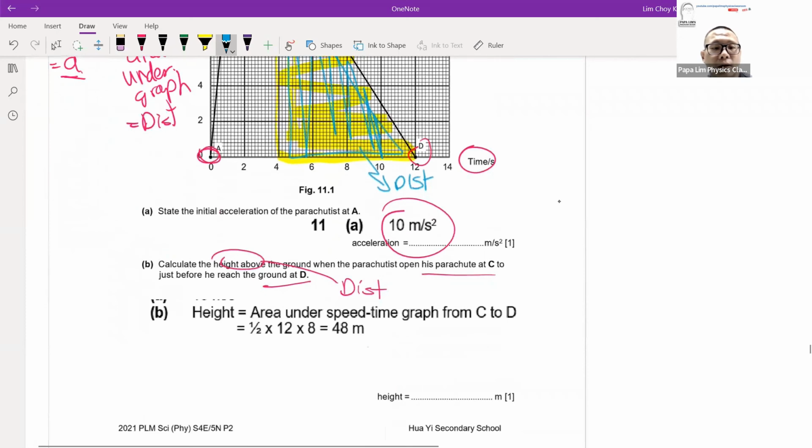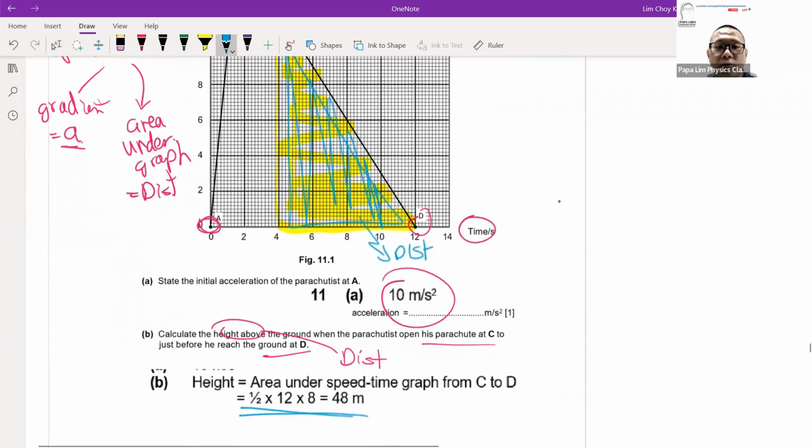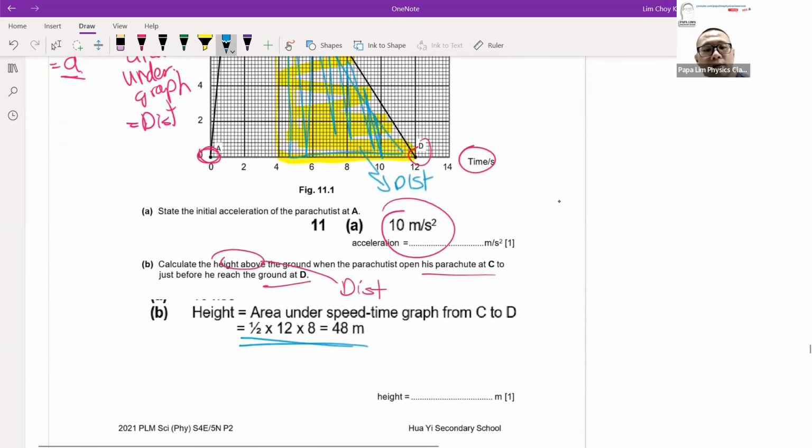So that's why I look for the area of the shape here, which is a triangle, which is half base times height. You look at the graph, you get the number straight away. So this is how I get the formula half base times height. This is where the half comes in, because the area I know is a triangle.